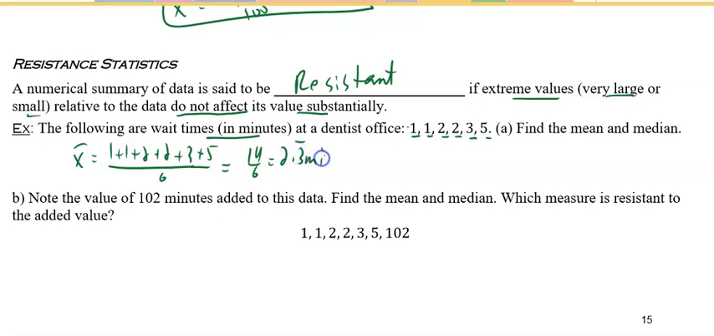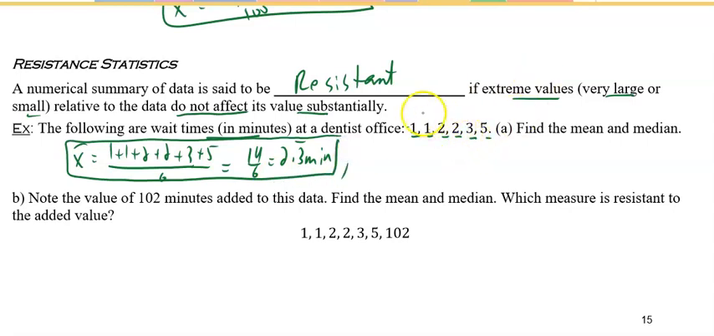2.3 minutes. That's the average wait time. If I want the median, well, 6 divided by 2 is 3, so I'm going to take the average of those. Median would be 2 plus 2 divided by 2, which is 2 in this case.